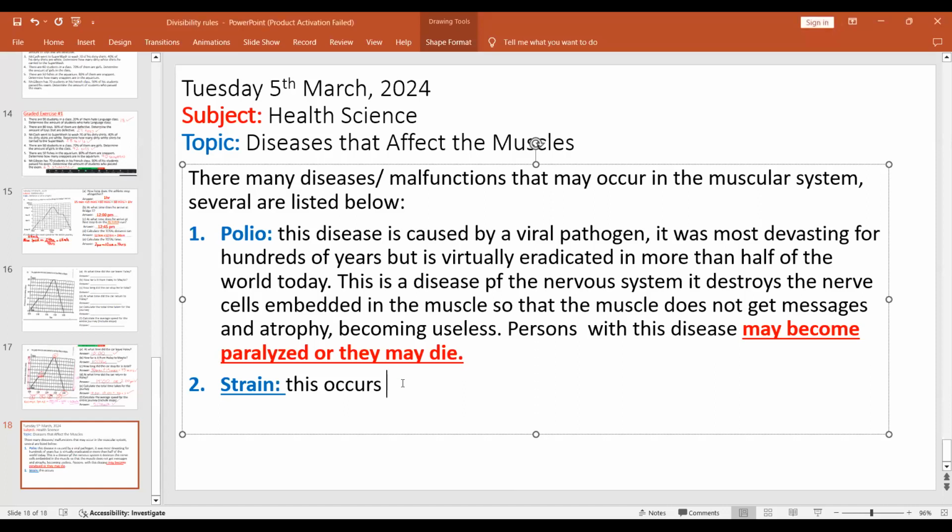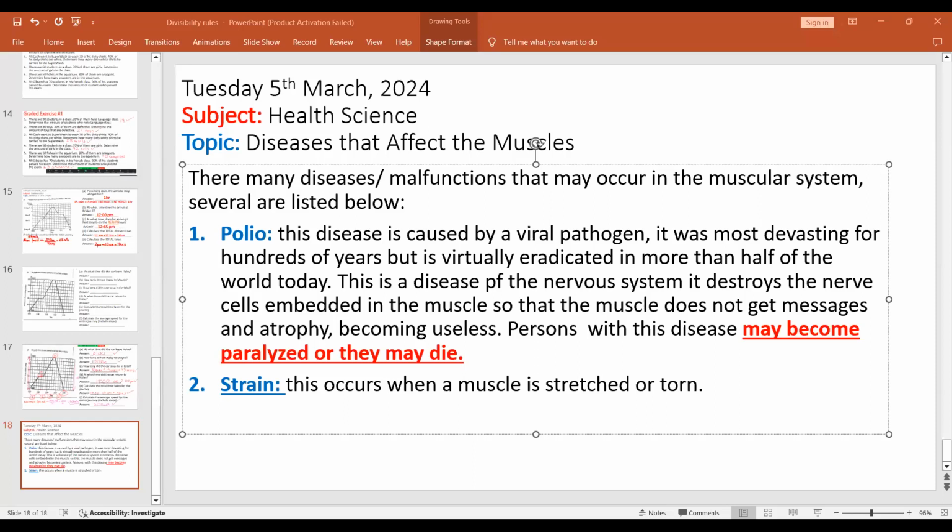This occurs when a muscle is scratched or torn. That's a strain. So whenever you have a muscle that is scratched or torn, that's going to be a strain. So first question, what type of disease affects the muscular system in such a way that may cause someone to be paralyzed?